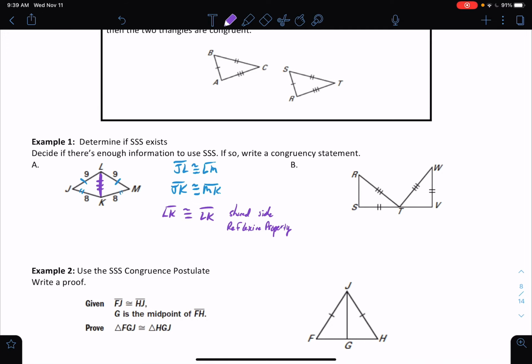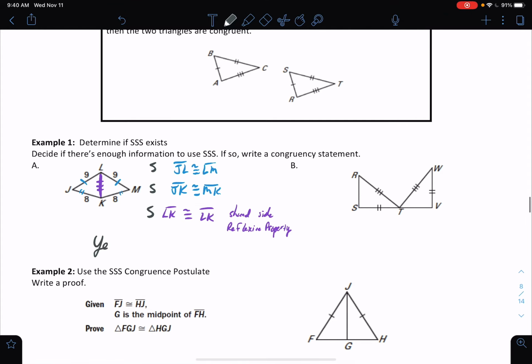All right, well, notice what we've got here. We've got side, side, side. So yes, these two triangles are congruent. All right, triangle LJK. The order is important. I start at L. I go down the 9 side, down the 8 side, up the shared side. Okay, so triangle LJK is congruent to triangle, so I go down the 9, I start at L, I go to M, I go down to K, and then I go back up. So triangle LMK because of side, side, side.